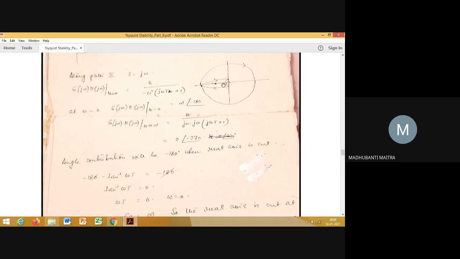Now these two are basically the same points. So you see, we are left with this particular path. Along this path, GSHS is equal to... please don't write G(jω)H(jω). That was a mistake. That was incorrect.